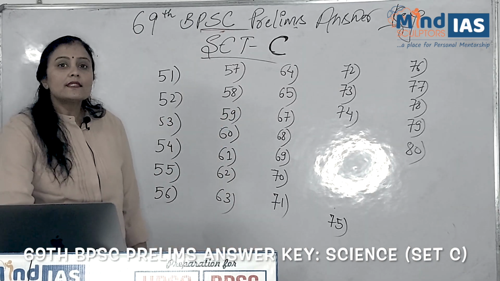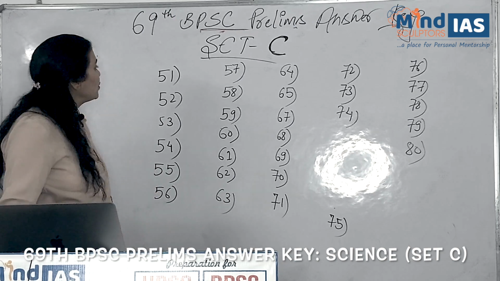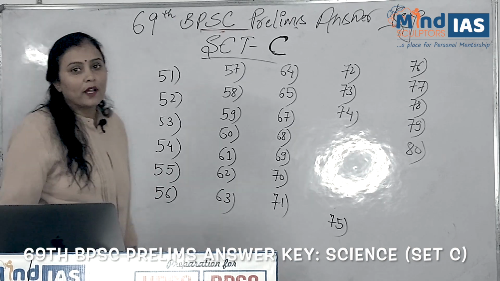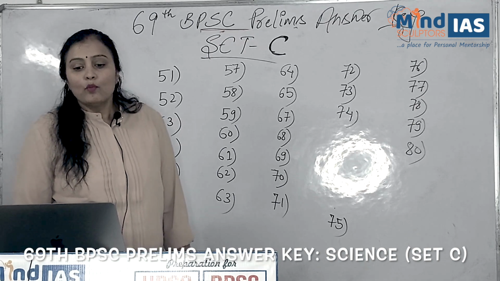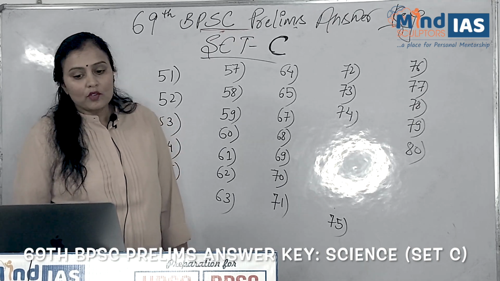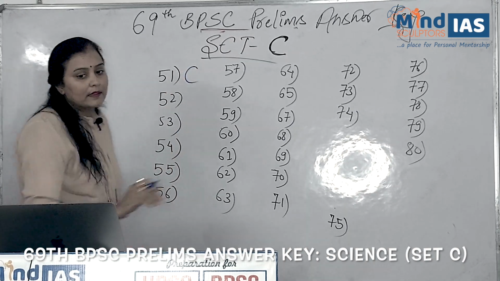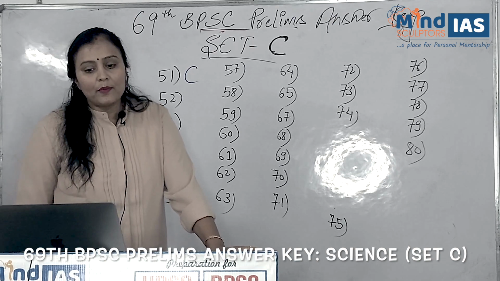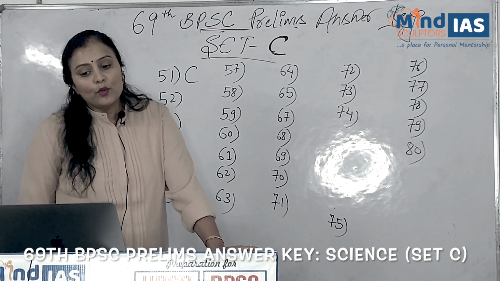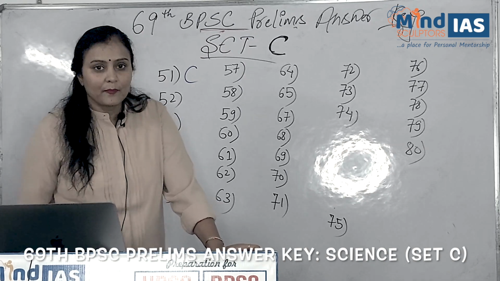So in Set C, the science questions start from 51 to 80. Let's start with question number 51. What is the Manhattan Project? The right answer for this question is option C, that is a research and development undertaking that produced the first nuclear weapon during World War II.